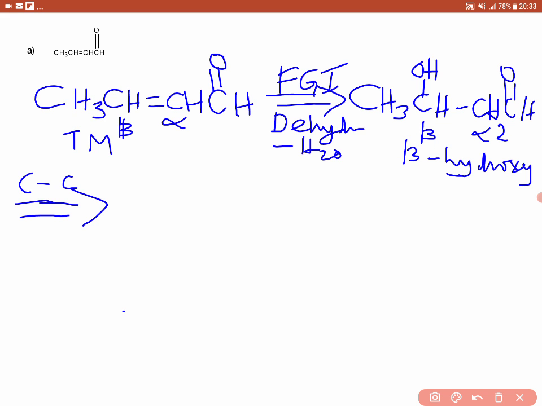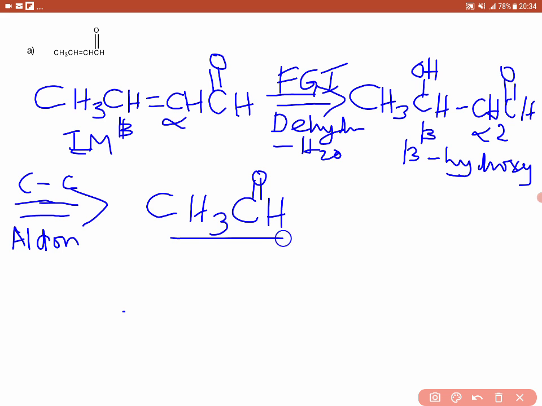We disconnect the bond between the alpha and beta carbon, because this is the bond that is formed in an aldol condensation reaction. When we do this disconnection, it reveals that the carbonyl compound used in making this target molecule is an aldehyde.